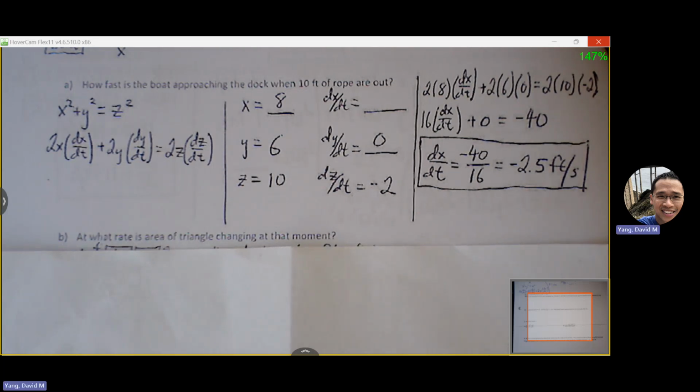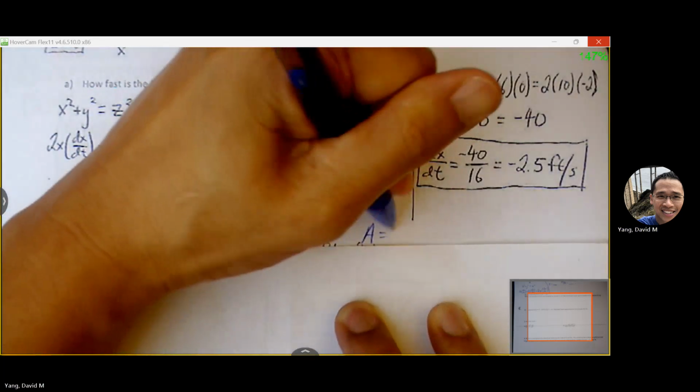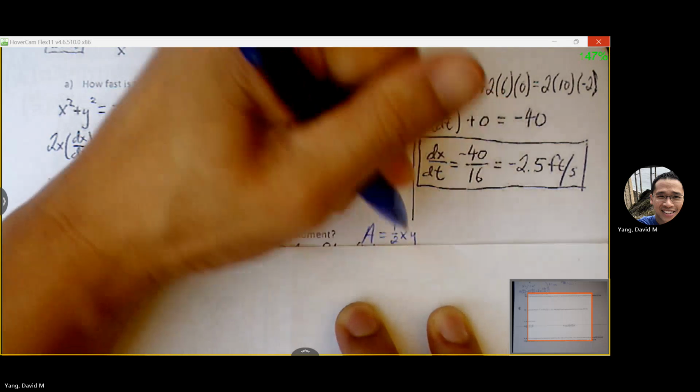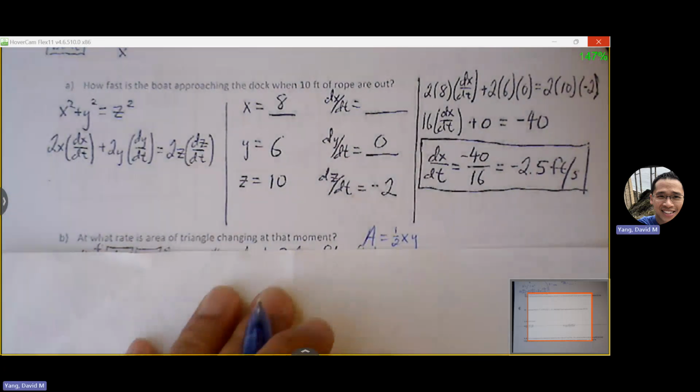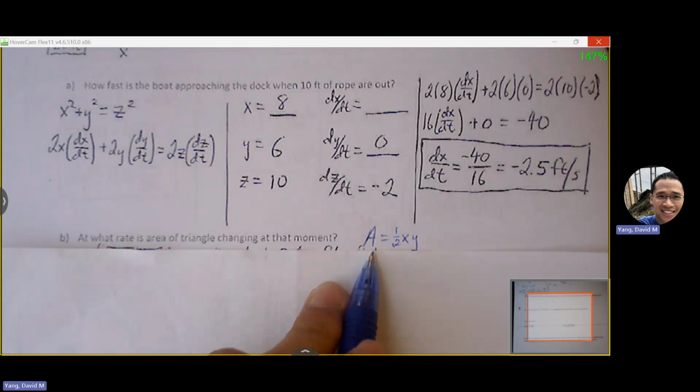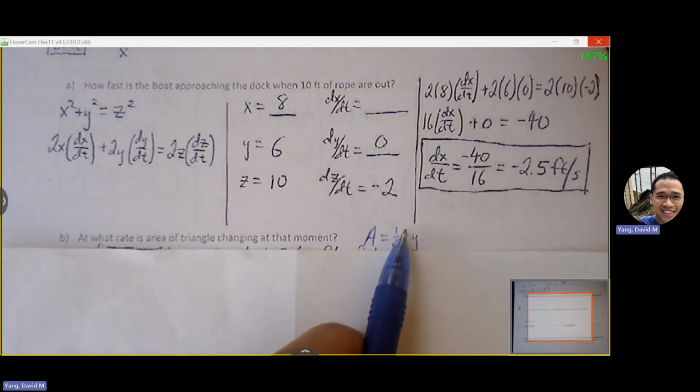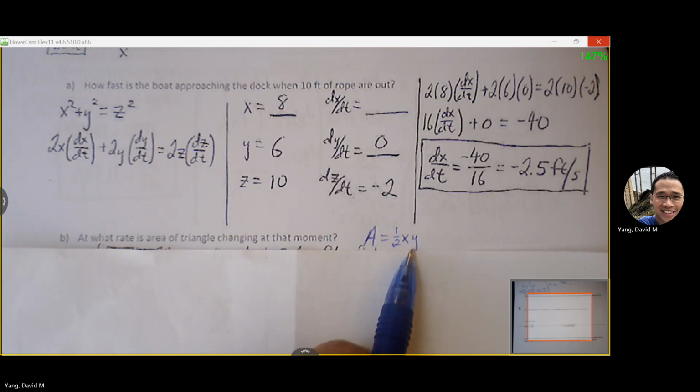Okay, part B. At what rate is the area of the triangle changing? So area's formula, area of a triangle is 1/2 base times height, 1/2 xy. So if I want to find the rate of change of area, I have to find dA/dt. But to find dA/dt, with 2 variables here, what do we have to go through to find the derivative? Product rule, right? I can't just quite say 1/2 dx/dt times dy/dt.